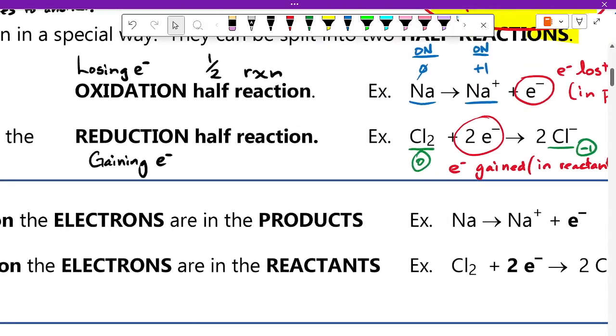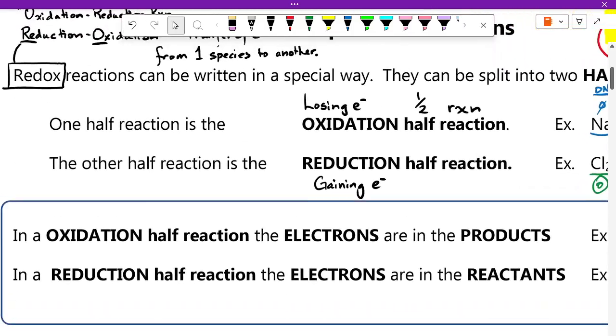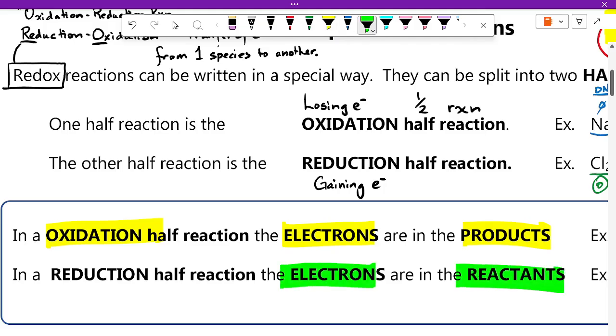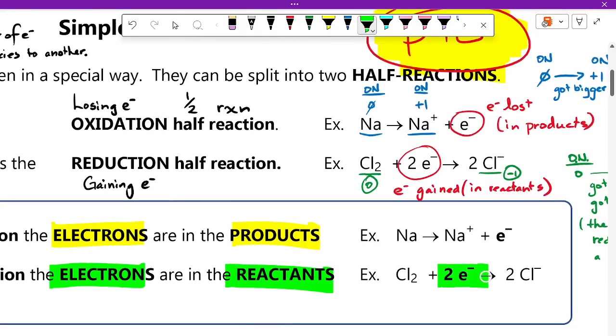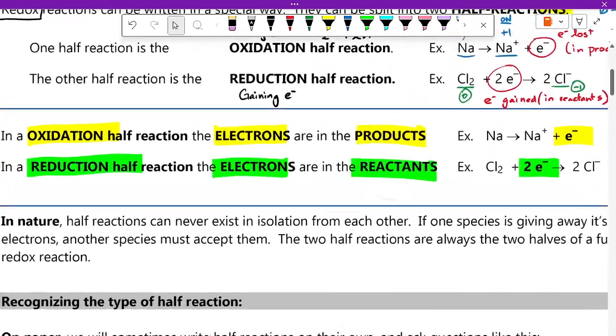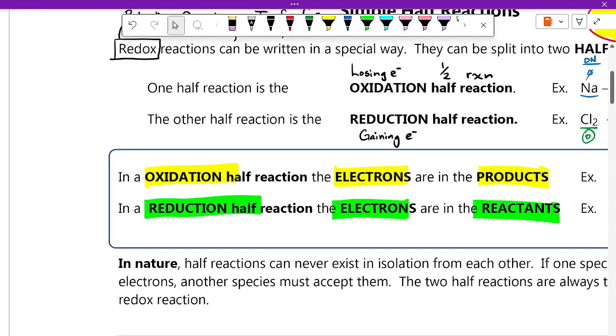Okay, so this is just a summary. If you have the electrons in the products, that is oxidation. If you have the electrons in the reactants, that is reduction. So here are our electrons in the reactants. Here's our electrons in the products. Is that good? Okay. Now, in nature, do these half reactions actually exist in isolation?